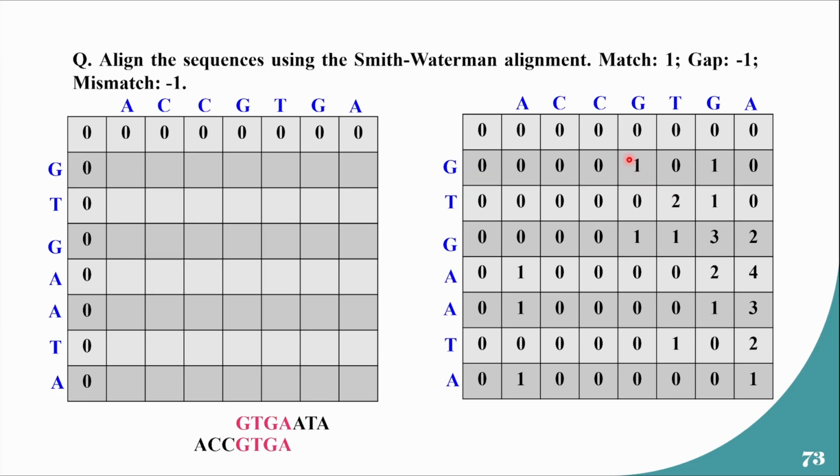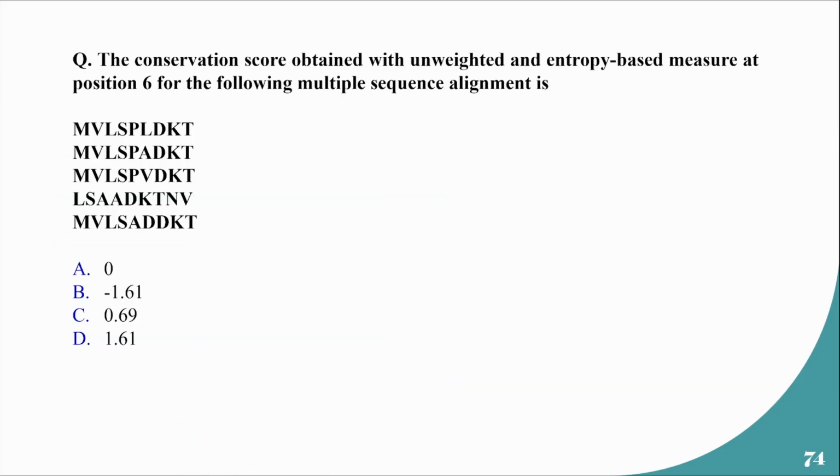In this particular case, if you trace back, you will find this pattern. This GTGA on this side, if you project it, and this GTGA on the left-hand side as well, those are matching together. So in this case, the alignment will be like this, as I have indicated. So that is the Smith-Waterman approach.